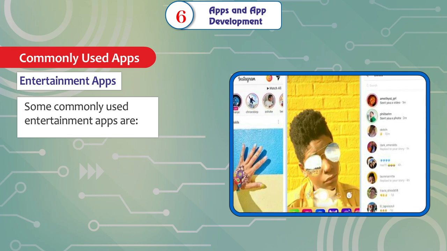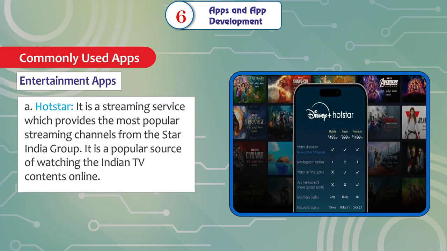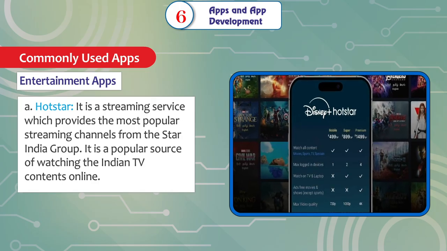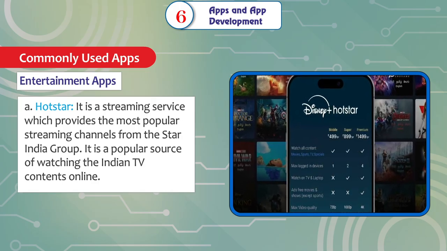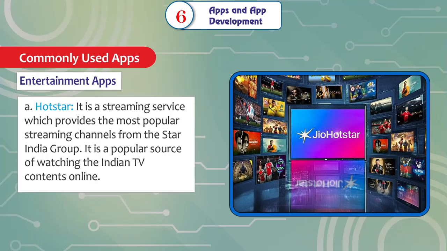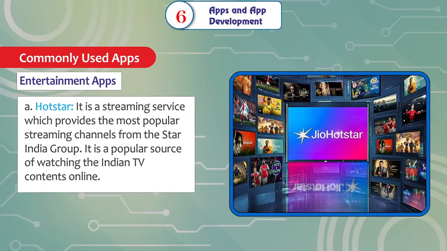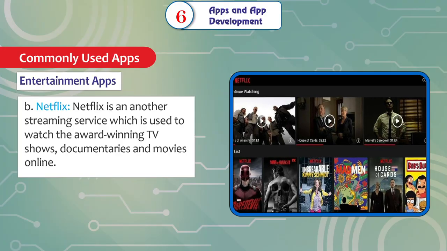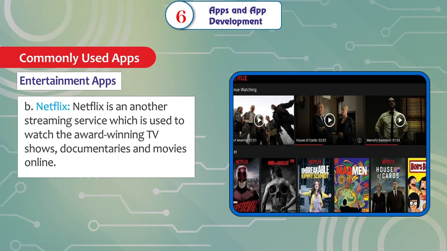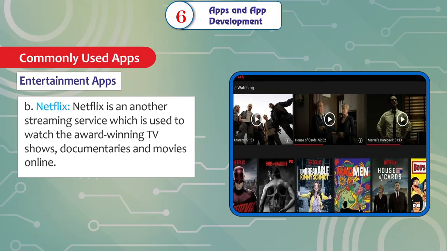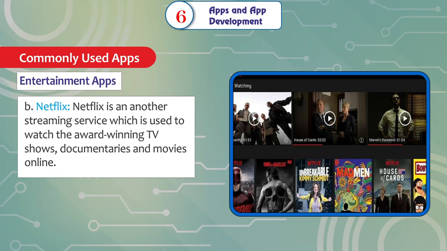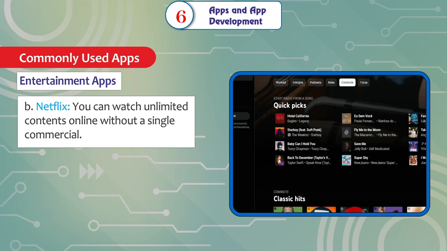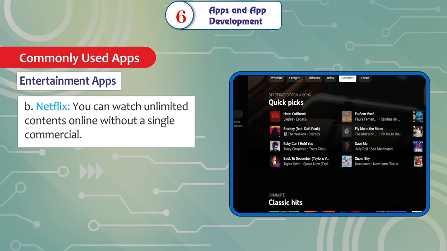Some commonly used entertainment apps are A. Hotstar. It is a streaming service which provides the most popular streaming channels from the Star India group. It is a popular source of watching Indian TV content online. B. Netflix. Netflix is another streaming service which is used to watch award-winning TV shows, documentaries, and movies online. You can watch unlimited content online without a single commercial.